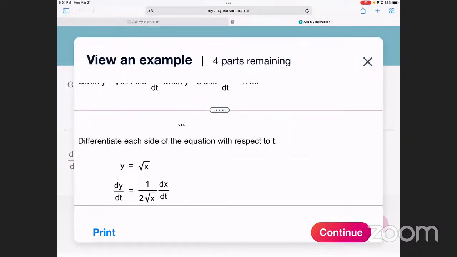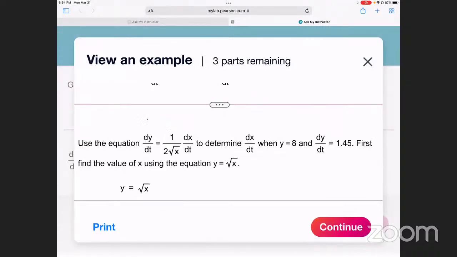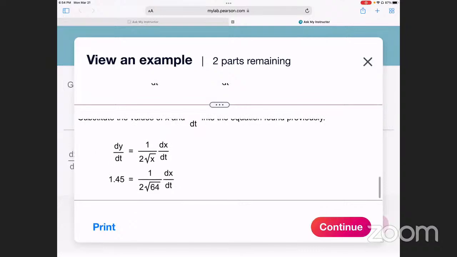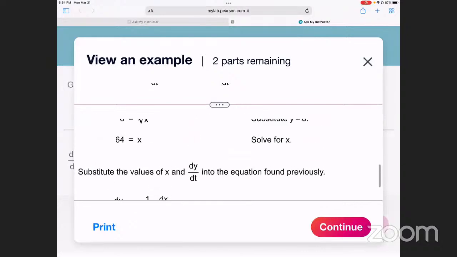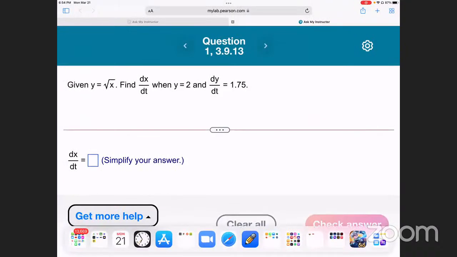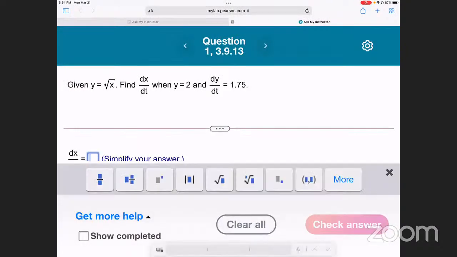We started with y equals the square root of x. We took the derivative of both sides with respect to t, right? Then we use that to determine, given this y, first find the value of x using this equation. So let y equals 8. You square both sides, so then x should be what? 8 times 8 is 64. You see it there, x equals 64. Okay, so I think what we did was fine. So then I think we got dx/dt was 7. So let's just plug in 7.